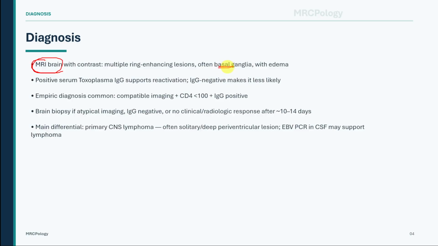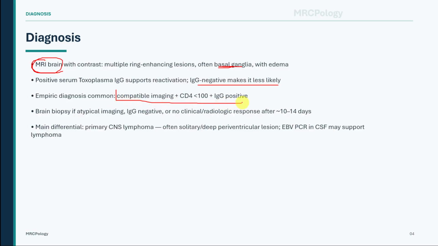Serum Toxoplasma IgG is also useful. A positive IgG supports reactivation because it shows previous exposure. If Toxoplasma IgG is negative, Toxoplasma encephalitis becomes less likely. In a typical case, the diagnosis is often made empirically: compatible imaging, CD4 count below 100, and positive Toxoplasma IgG.